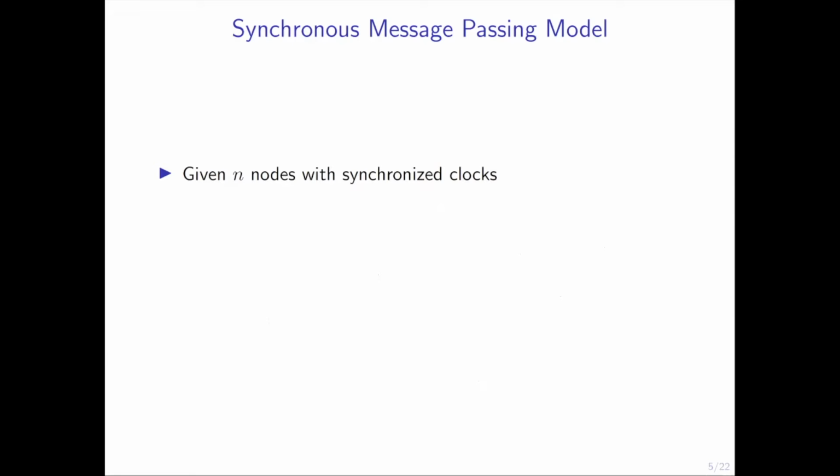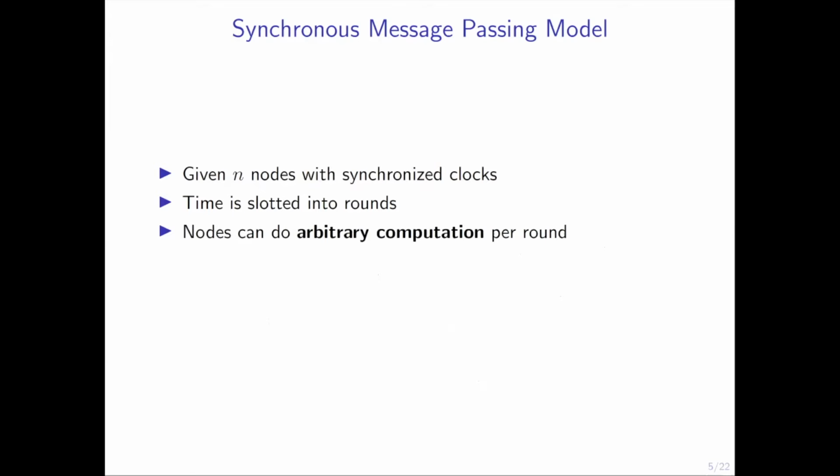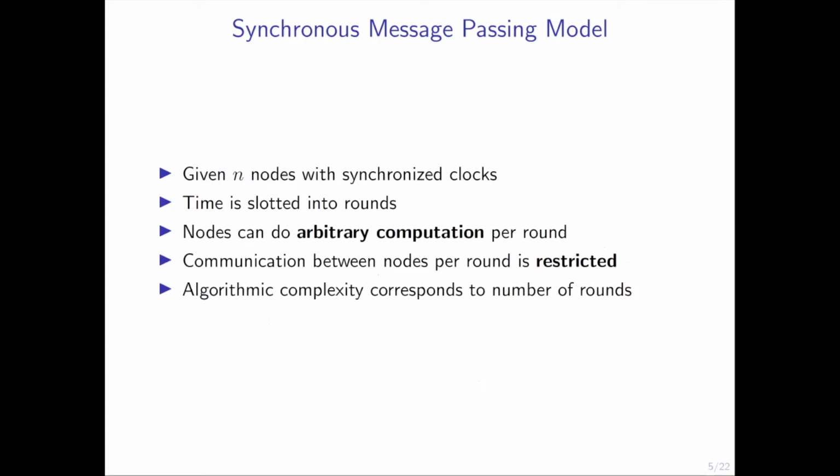The hybrid network model is from the family of synchronous message passing models. That is, we have n nodes with synchronized clocks, and time is slotted into synchronous rounds. In each round, each node can do arbitrary computation, but the communication between nodes is restricted. And our measure for complexity equals the number of rounds that we take to solve a problem.